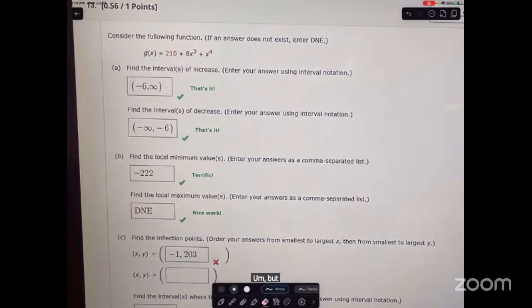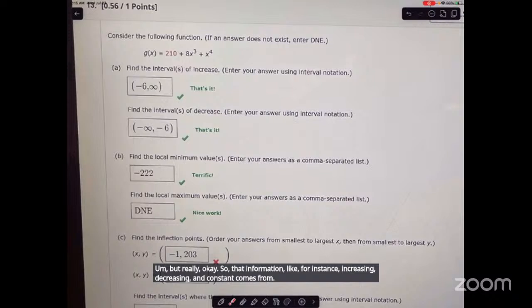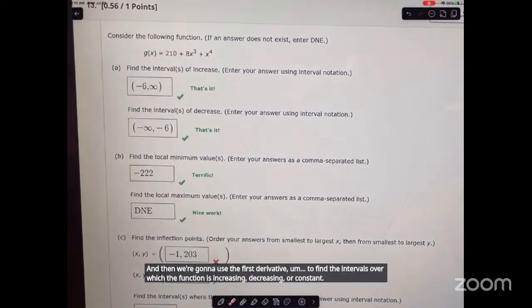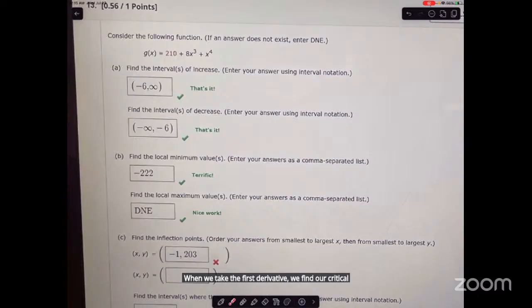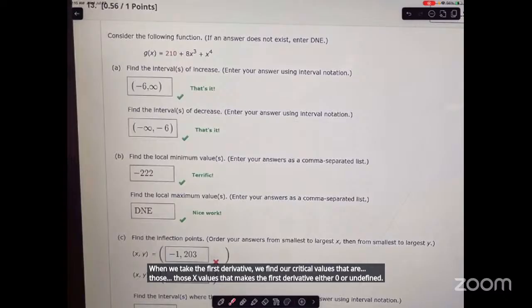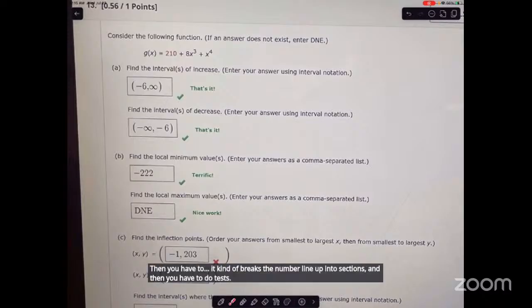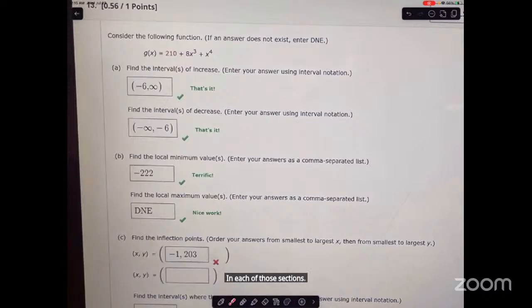But really, that information, increasing, decreasing, and constant, comes from the first derivative, right? So we have our function, we're going to take the derivative, and then use the first derivative to find the intervals over which the function is increasing, decreasing, or constant. When we take the first derivative, we find our critical values, those x values that make the first derivative either 0 or undefined. It breaks the number line up into sections, and then you have to do tests in each of those sections, back in the first derivative.